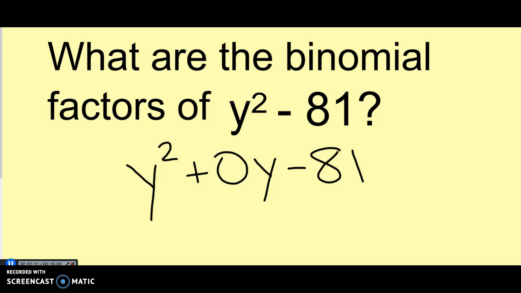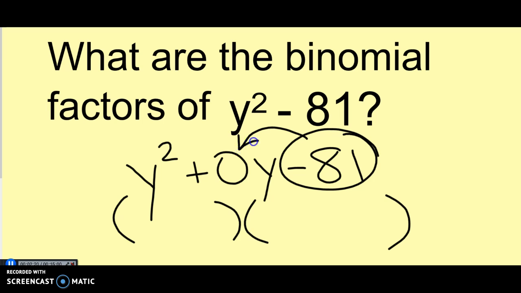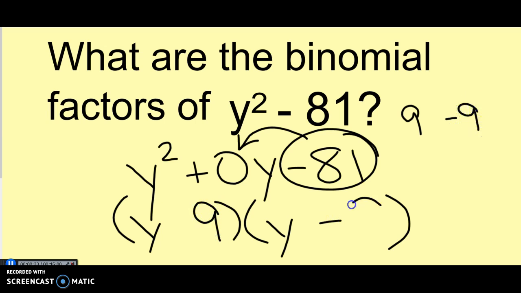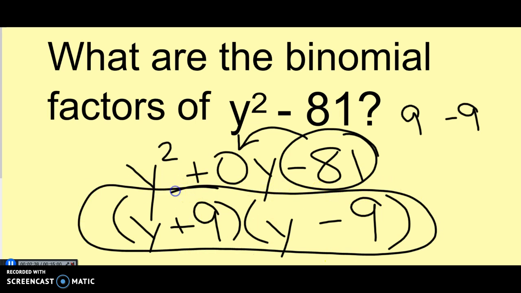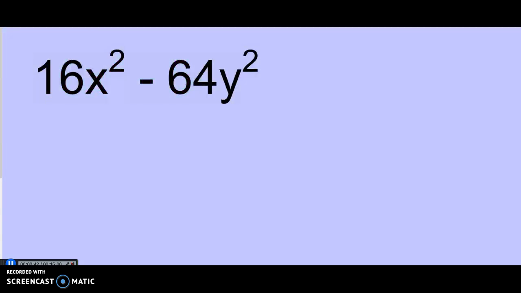So you think, okay, well, I'm going to factor this. What are factors of negative 81 that add up to 0? So I've got my y in here. Negative 81. So I've got a lot of different choices, but by the time you work it out, you get 9 and negative 9. So you put in 9, you put in a negative 9, and there you go. There's your factors. You can do this with a box also, and it works out great. Okay, I got one more for you.